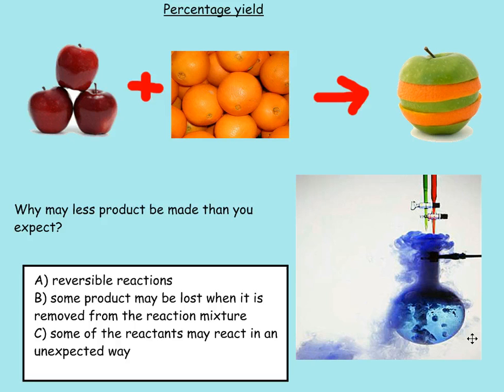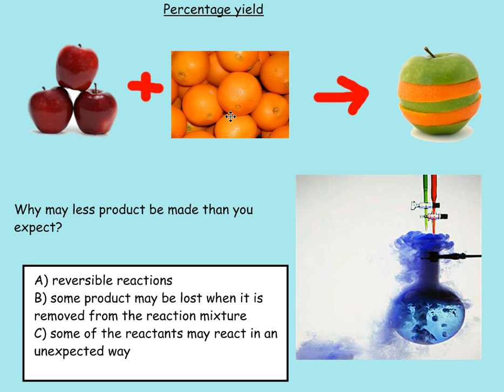Now here I'm going to talk through a basic example and then we're going to use a chemical reaction example just to get your brain cells going. So percentage yield is about how much product you get compared to how much you expect to get.